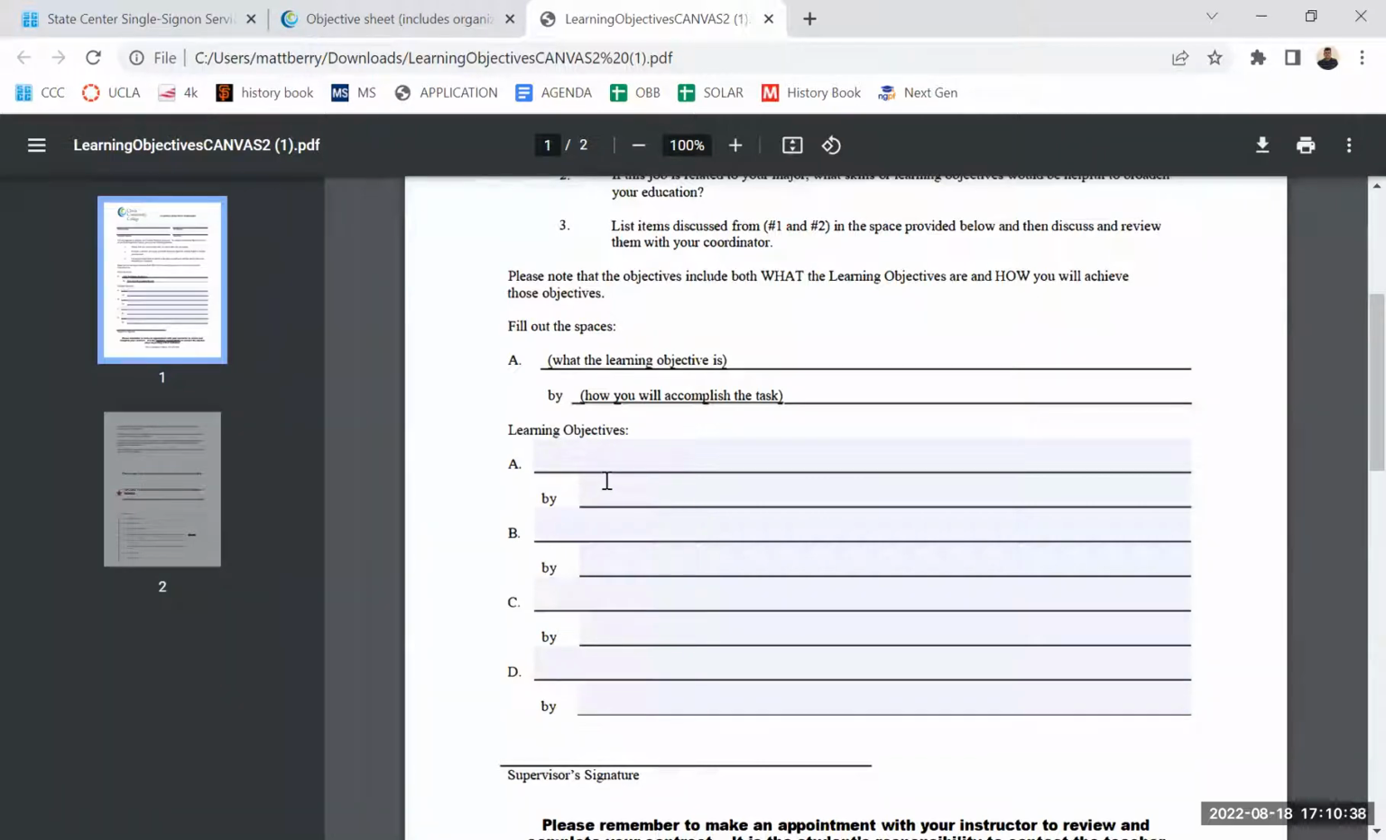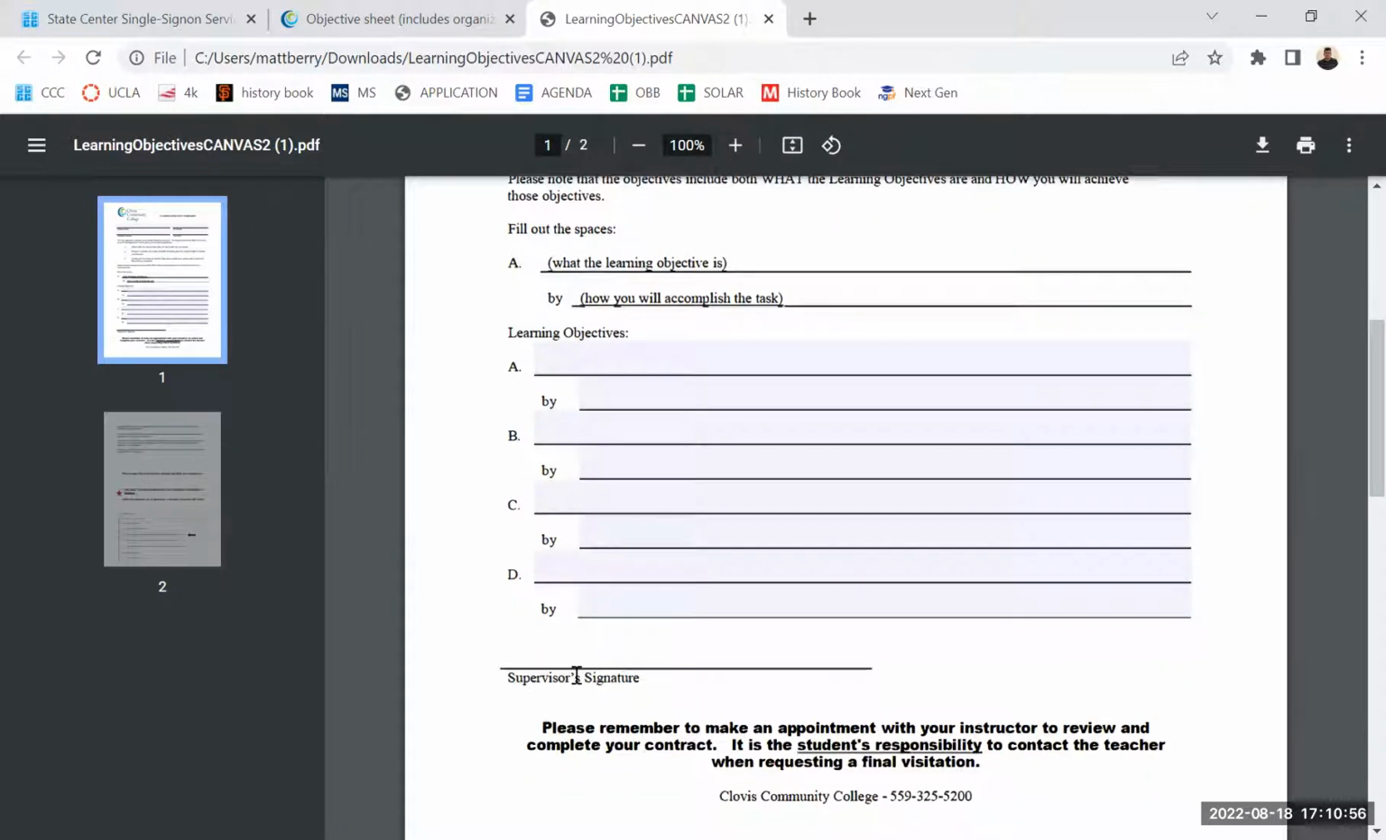If you're in some sort of customer service, like restaurant, you're a waiter or a waitress, you're going to say, I want to greet every customer in a friendly manner. How are you going to do that? I'm going to do that by, and then you're going to tell us what you're going to do. So you're going to come up with 4 objectives. Your work supervisor will then sign this. So you're probably going to have to type them in here, and then you will print this out, take it to your supervisor. Your supervisor can sign it, and then you can upload it and submit it.